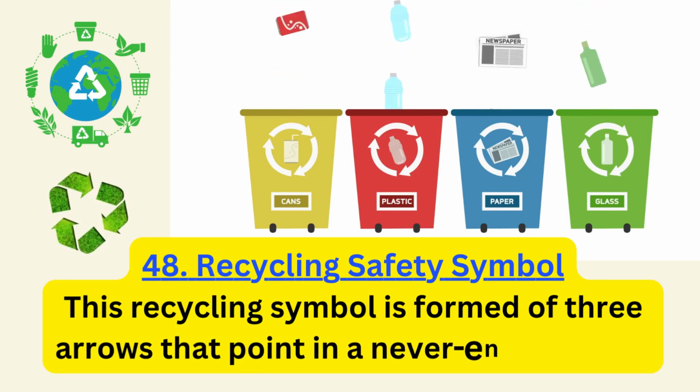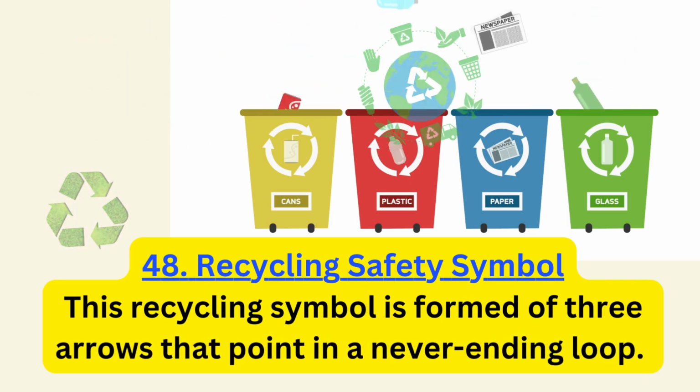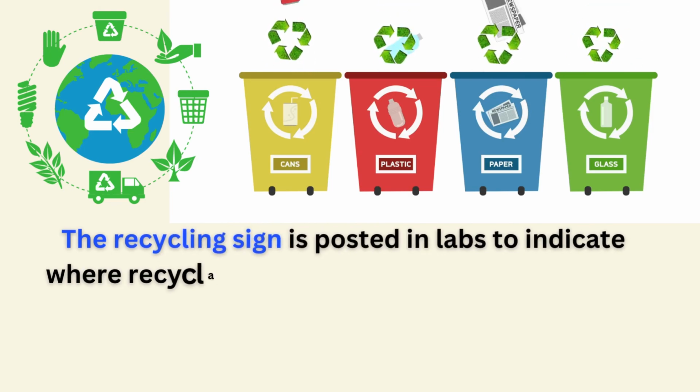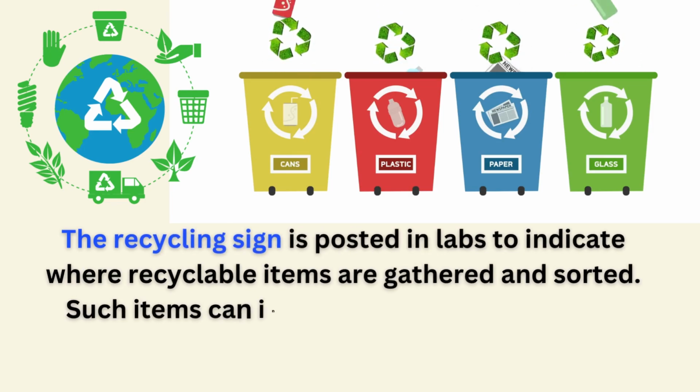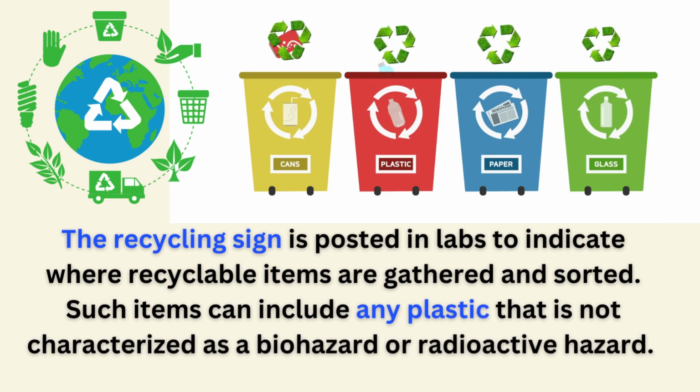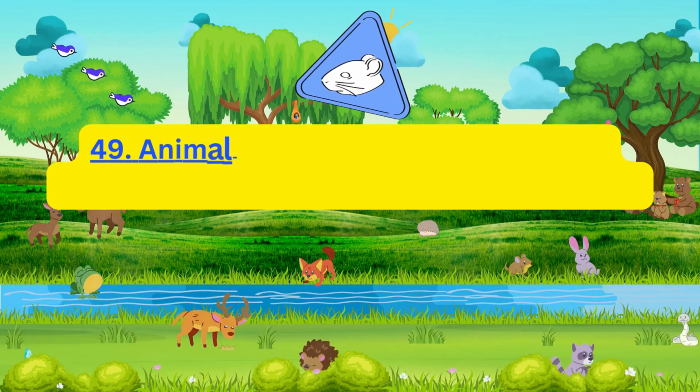48. Recycling safety symbol. This recycling symbol is formed of 3 arrows that point in a never-ending loop. The recycling sign is posted in labs to indicate where recyclable items are gathered and sorted. Such items can include any plastic that is not characterized as a biohazard or radioactive hazard.